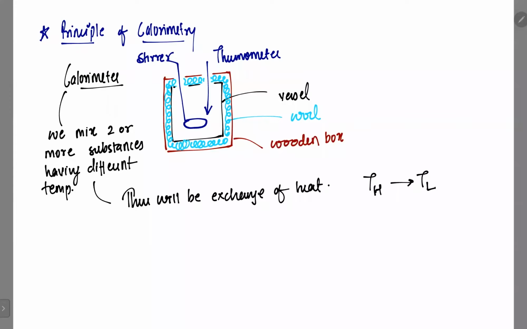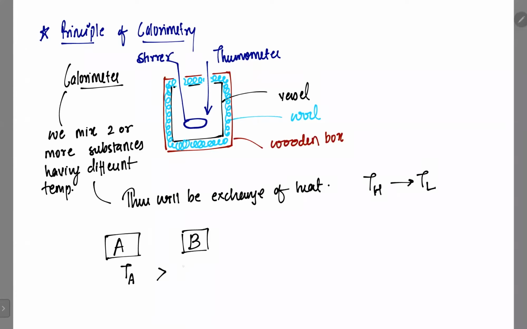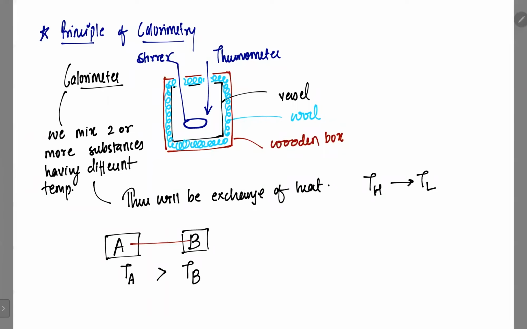TH means high temperature. What is TL? TL is lower temperature. So heat will flow from high temperature to lower temperature. Now we know if there are two substances, A and B, and if A is giving out heat. Now if you look at A and if you look at B, if I say that temperature of A is greater than temperature of B, then obviously when they come in contact, heat will flow from A to B.